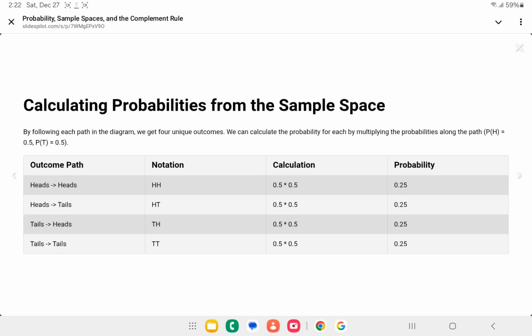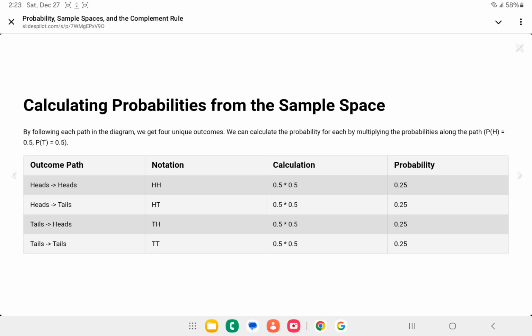Now to determine the probability of these outcomes, all we have to do is multiply the probability of each event together. We know that the probability of getting heads is 0.5, and we know that the probability of getting tails is also 0.5. For the first outcome, we have HH. So we will have 0.5 times 0.5, which is equal to 0.25. This means that the probability for the outcome of getting 2 heads is equal to 0.25.